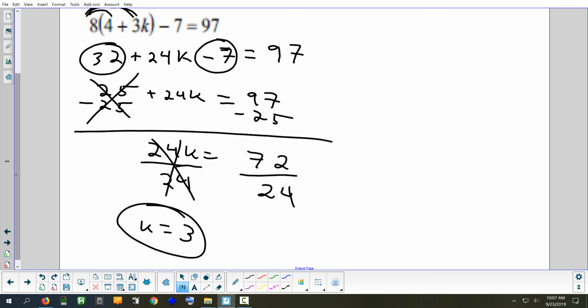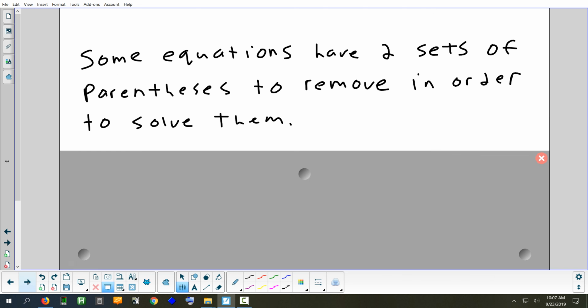All right, let's look at example 3 and see if you guys need me to kind of guide you through it, or maybe you guys can give it a shot on your own. The next one we look at is going to be pretty much the same thing we just did, but it's going to have 2 sets of parentheses.